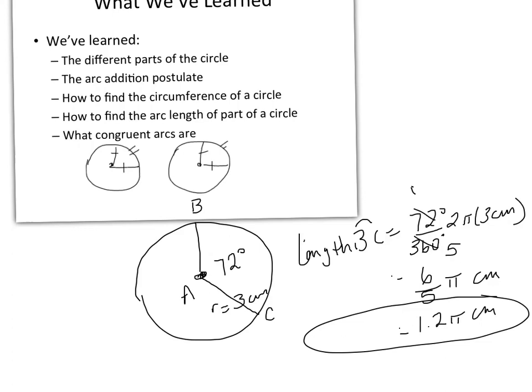Now if you want to approximate it, you can multiply it by 3.14, and you'd get that it's approximately 3.77 centimeters long for that arc. And so that distance is what we're measuring from B over to C on a 3 centimeter radius circle. Okay? So I hope that helps you. There's a couple other examples on arc length in the book that you can look at, but I just wanted to give you one more here. That's it for now.